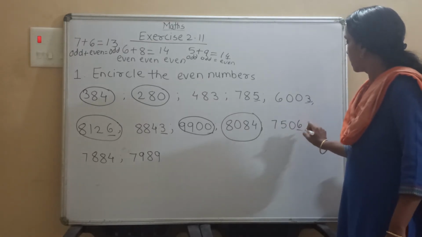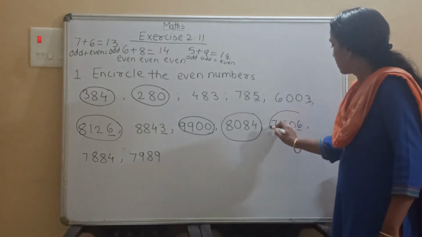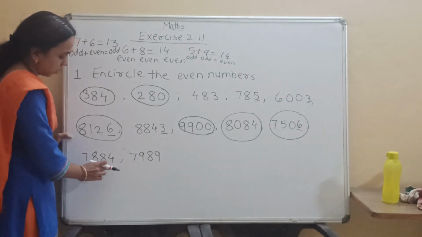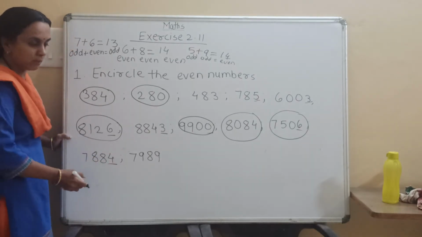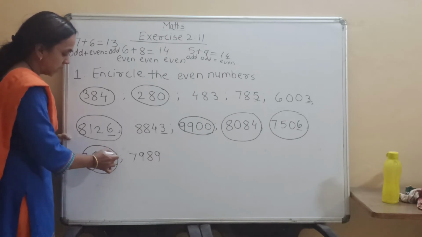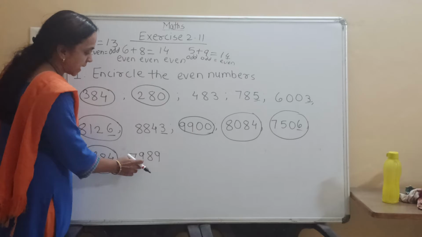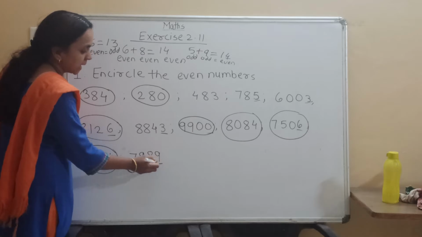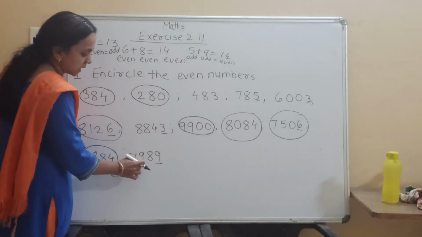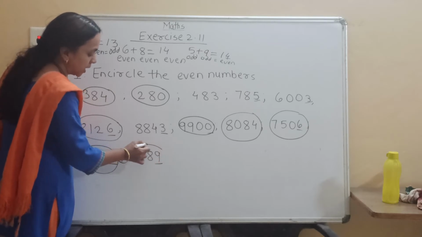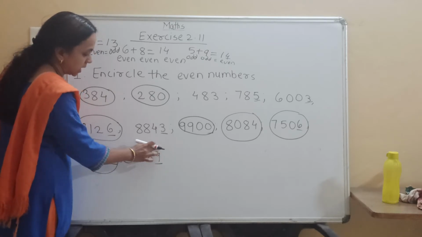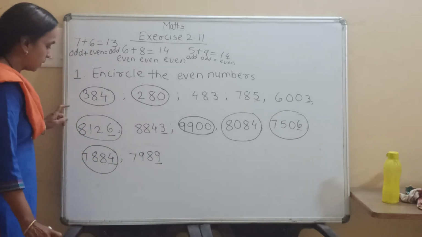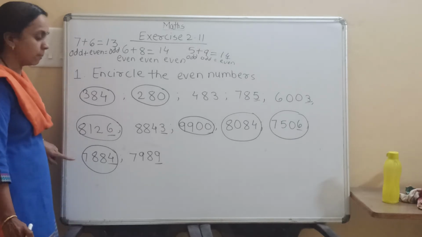Then 7506. So ending with this 6. 6 is an even number. So we have to circle this number. Then 7884. See here, 4 is an even number. So we have to circle this number. Then 7989. So this number ends with the digit 9, that is an odd number. So 7989 is an odd number. So no need to circle this number because this is an odd number. So in this way, carefully circle these even numbers.